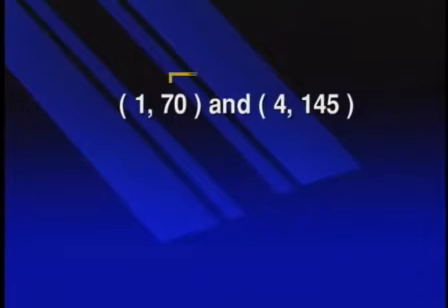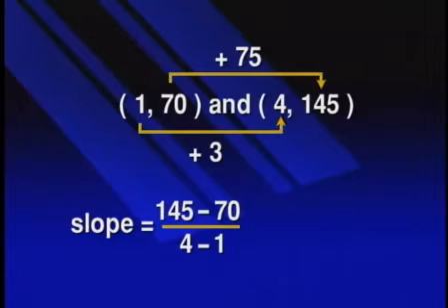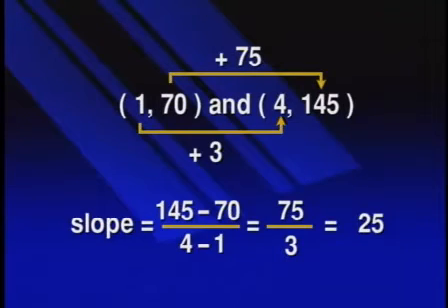Now, for those of you who might be a little skeptical, we could take any 2 points and you could try a number of pairs of points. Say we take the second and the 5th point. Then our slope would come out to be the change in y is 145 minus 70. The change in x is 4 minus 1. The numerator gives 75, the denominator 3, and that quotient is still 25.